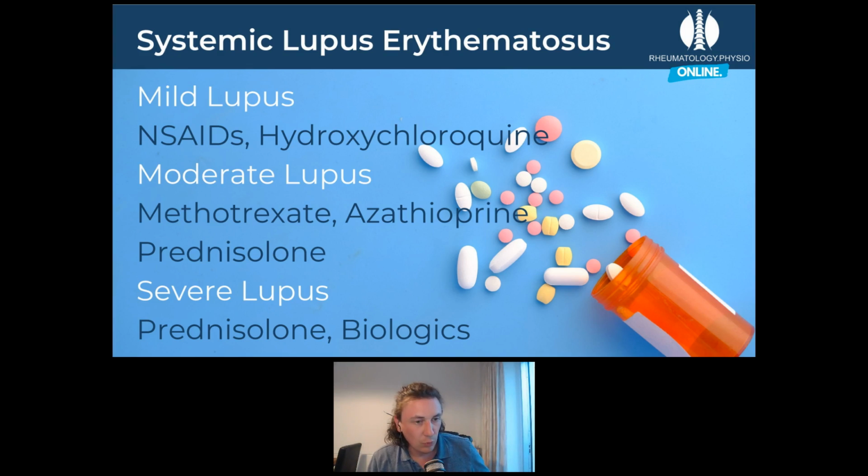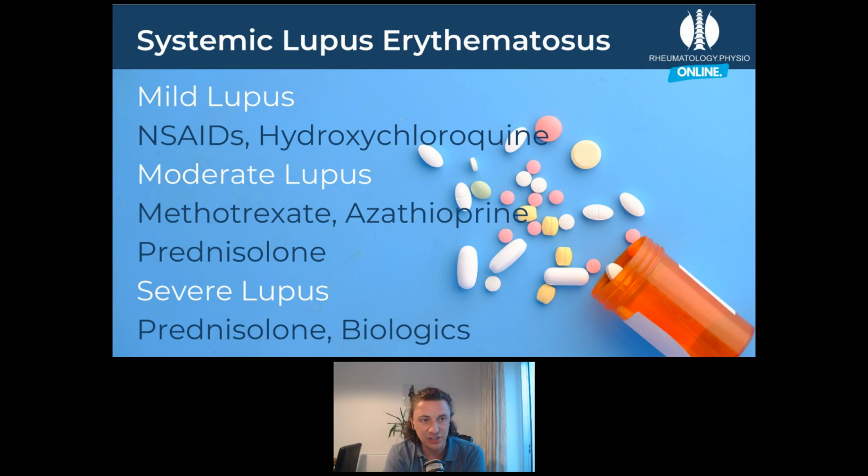So we need to be mindful of this. These pretty much all come with issues that might affect later down the line. So non-steroidals have an effect on the gastrointestinal system and also the cardiovascular system. Hydroxychloroquine can affect patients' eyesight. Methotrexate can affect patients' livers, and prednisolone, if used long term, is going to cause low bone density, and that's going to be a big problem as well.